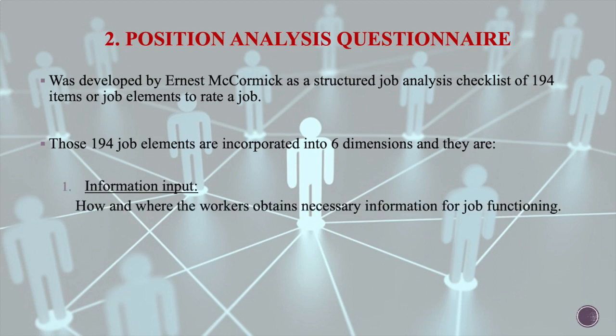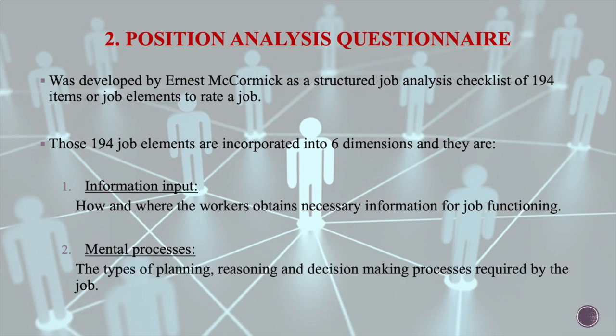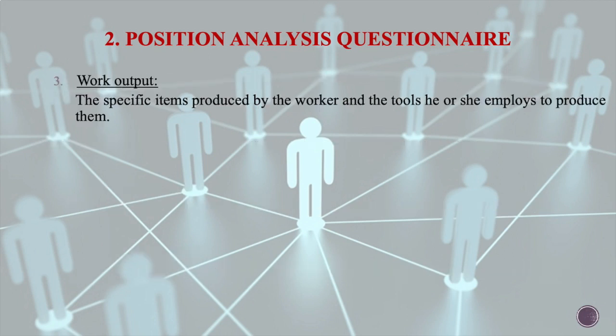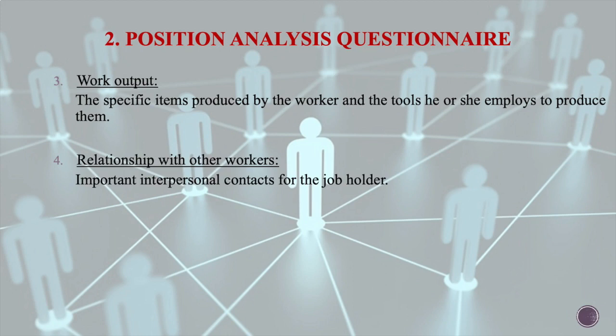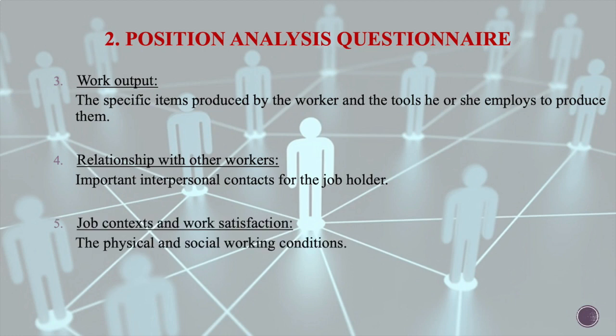One is information input. Information input says how and where workers obtain necessary information for job functioning. Number 2, mental processes: the types of planning, reasoning or decision-making processes followed or required by the job. Number 3, work output: the specific items produced by the worker and the tools the worker employs to produce them. Number 4, relationships with other workers: the important interpersonal contacts for the job holder. Number 5, job context and work satisfaction: the physical and social working conditions are checked here.